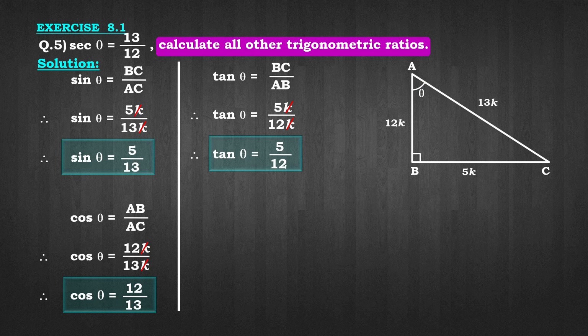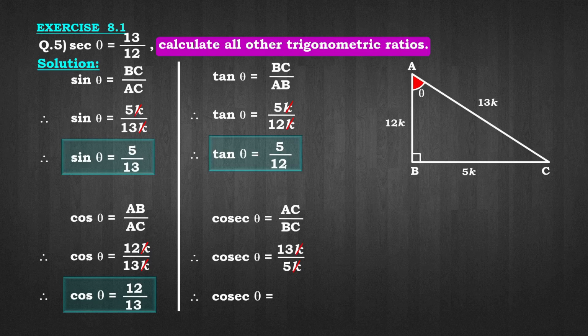Next, let us find cosecant theta. Cosecant theta is the reciprocal of sine theta. So, cosecant theta is equal to the hypotenuse divided by the opposite side. That gives 13K divided by 5K. After cancelling K, cosecant theta becomes 13 by 5.